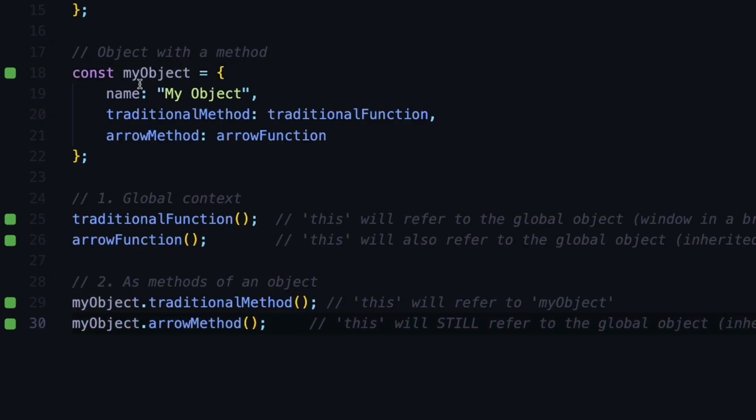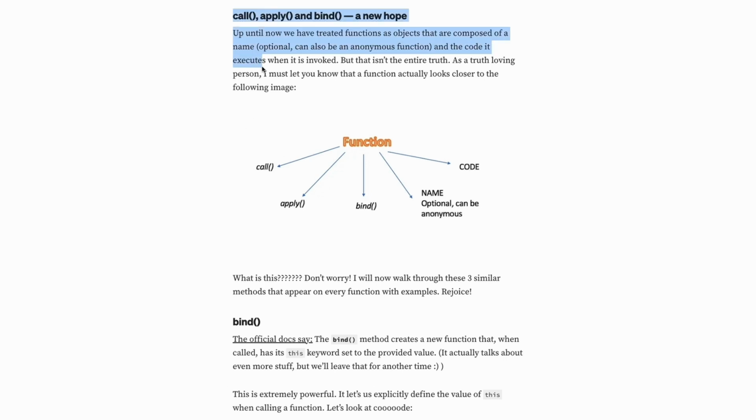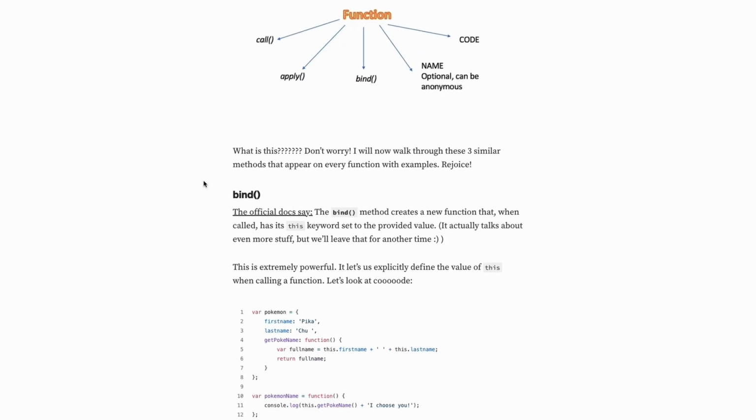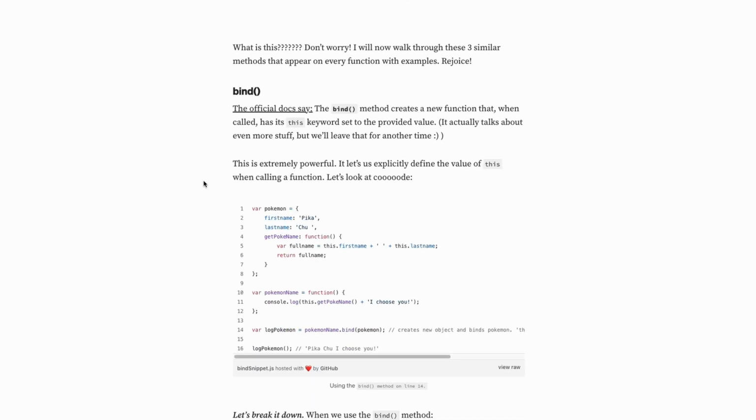For example, if you want to have access to the properties of this object, then you would use a regular function, and otherwise you would use an arrow function. But even if you use the arrow methods, you can still explicitly set the value of this when calling a function, and that is done by using the call, apply, and bind methods in JavaScript. And I'll leave a useful resource below this lesson, which I think perfectly explains the difference between call, apply, and bind, and when to use each of them.